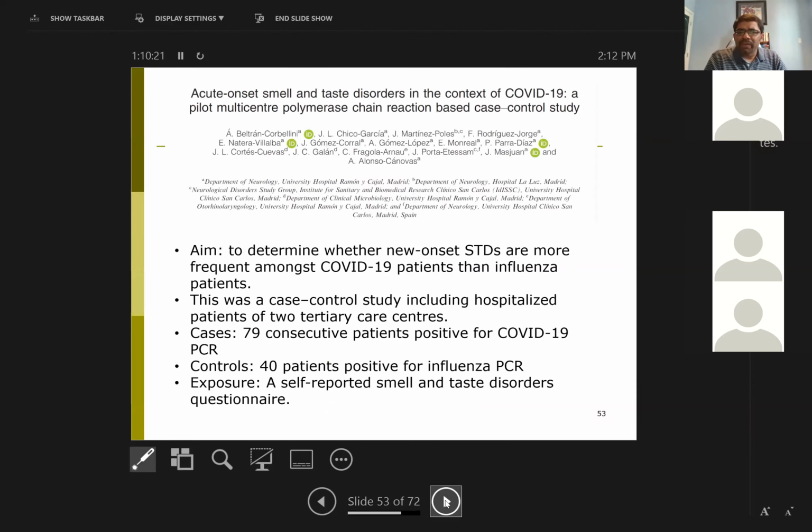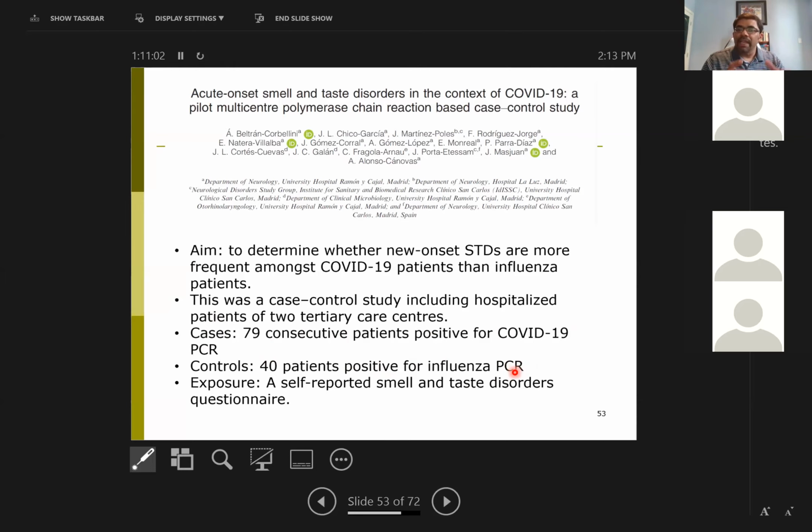So here is an example of a case control study: acute onset smell and taste disorders and COVID-19. They wanted to know, is there a link between smell and taste disorders and having COVID? So they took as cases 79 consecutive patients positive for COVID-19 using PCR. And they took 40 patients from the same hospitals who didn't have COVID, but they had influenza or some other disease. So cases are COVID cases. Controls are non-COVID people. In this case, controls had influenza.